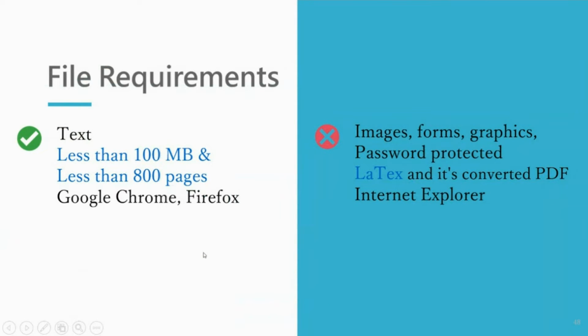And before we submit, let's take a look at what kind of documents are acceptable to this system to check the similarity report. Turnitin only checks the text. It cannot identify images, fonts, or graphics. Furthermore, a file generated by LaTeX, a kind of document preparation software, also cannot be accepted by Turnitin.